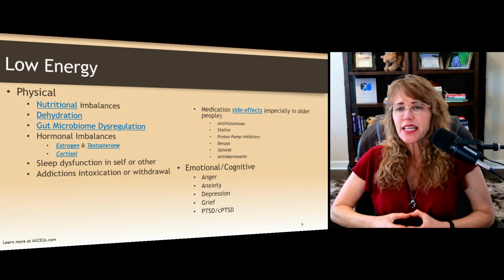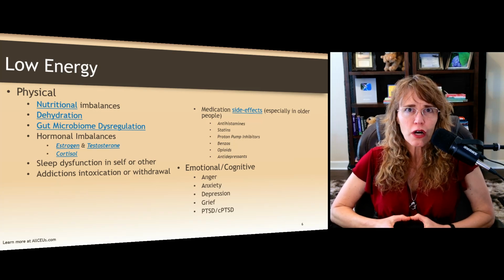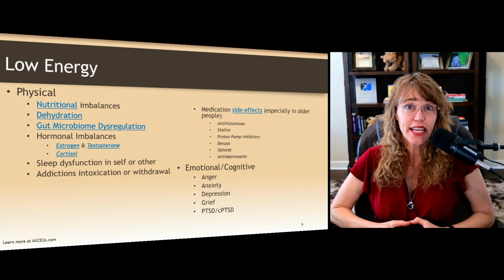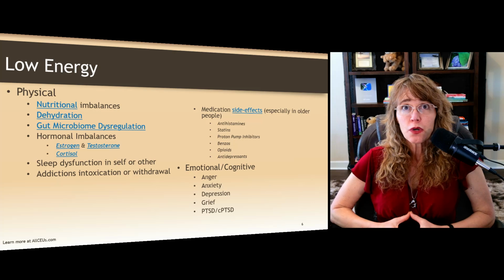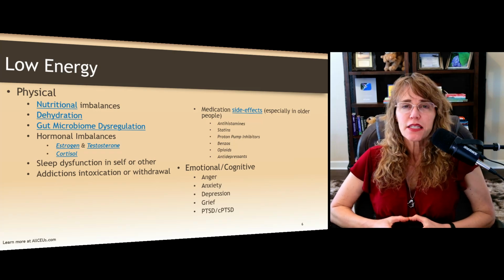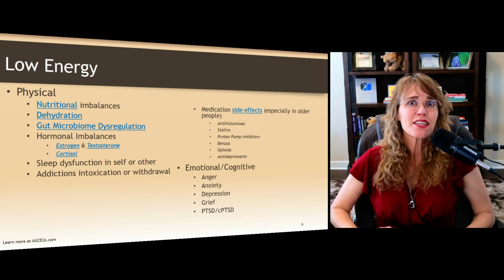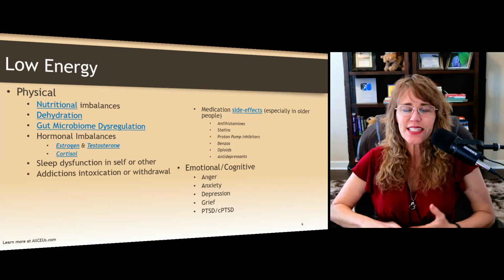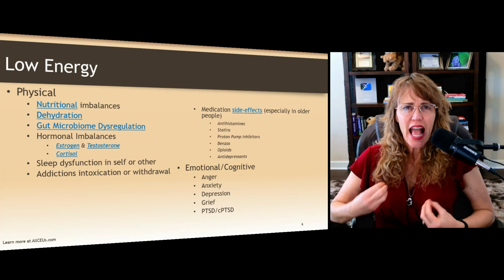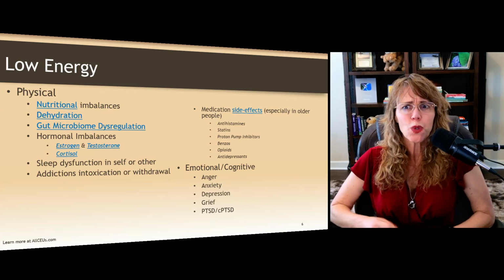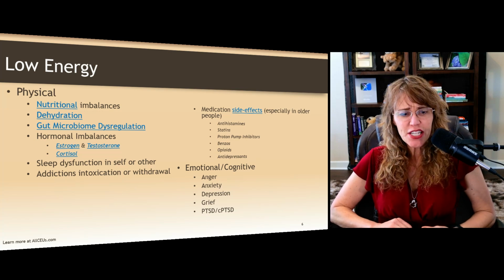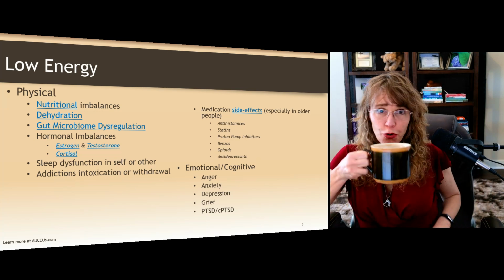And addictions, again, intoxication or withdrawal. Typically, withdrawal symptoms are roughly the opposite of intoxication. So people who use stimulants tend to feel exhausted when they are withdrawing. People who use opioids and benzos and other depressants tend to feel anxious and restless and irritable when they are detoxing. And medication side effects, especially in older people.